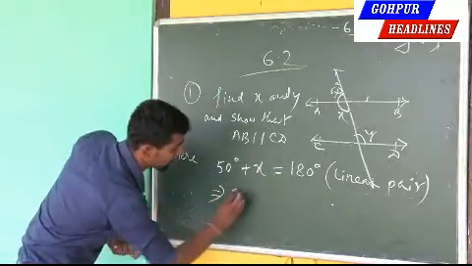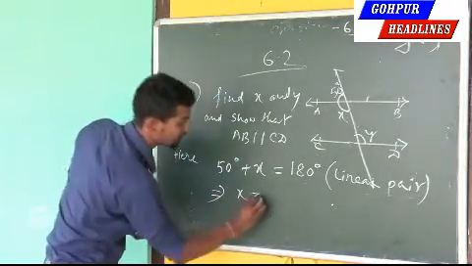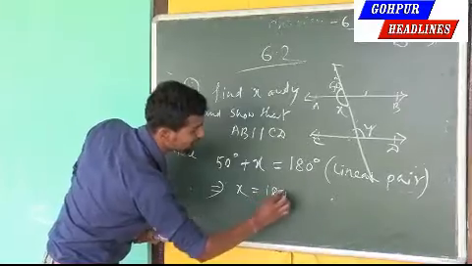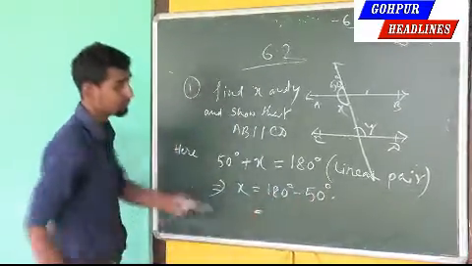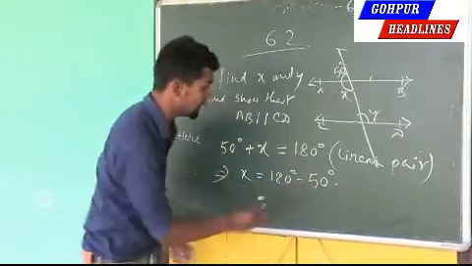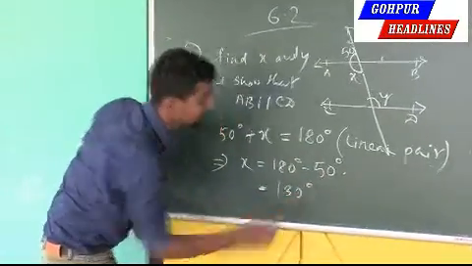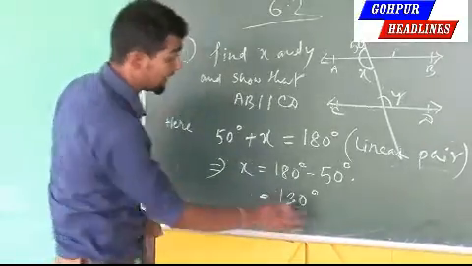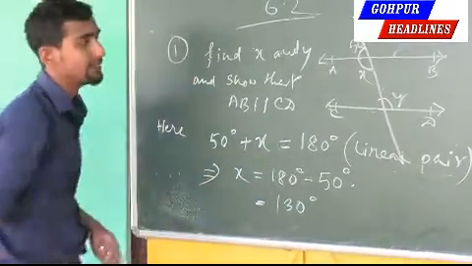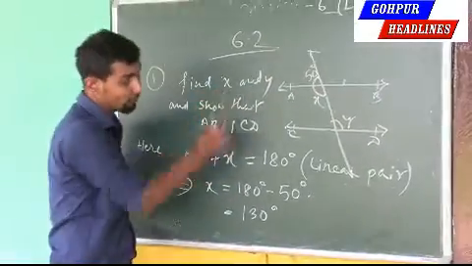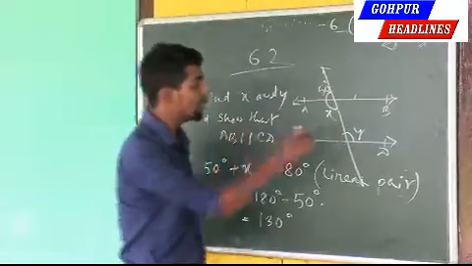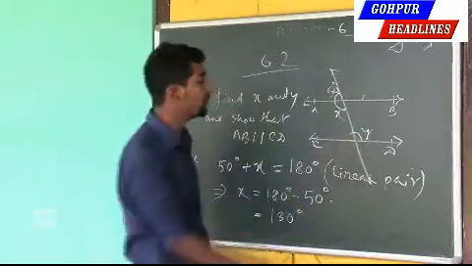Now we calculate the value of x. x is equal to 180 degrees minus 50, so we get 130 degrees. The value of x we got is 130. Now we have to find the value of y. We already have x, now we have to find the value of y.